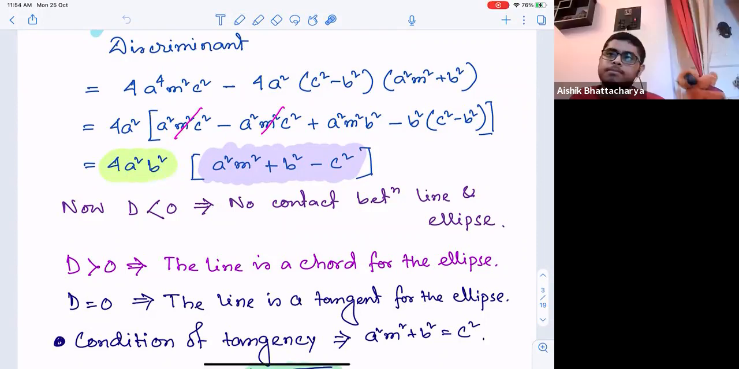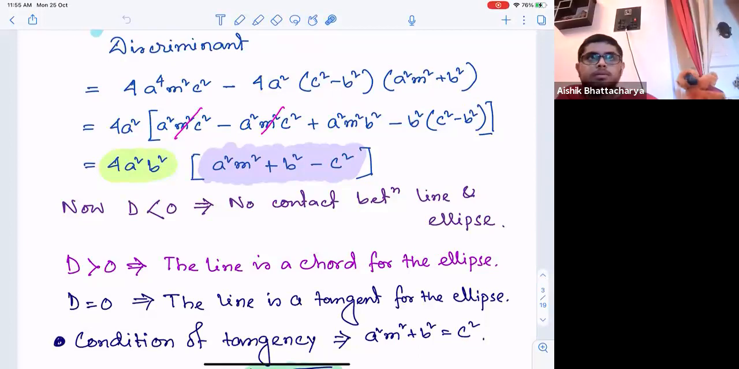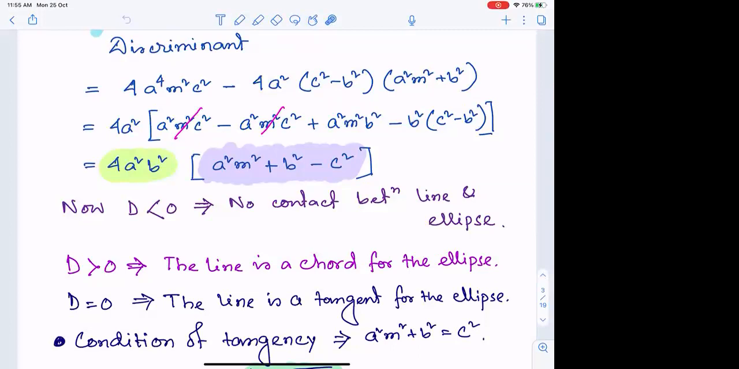Yes, sir. And this cannot be 0. So the lone way to get the discriminant 0 is this section 0, providing us c square is equal to a square m square plus b square. So that means it is a degree 2 relation, right? So the same value of m can give us 2 distinct c's, right? Yes, sir. And hence we can conclude that even an ellipse is going to contain parallel tangents like a circle.